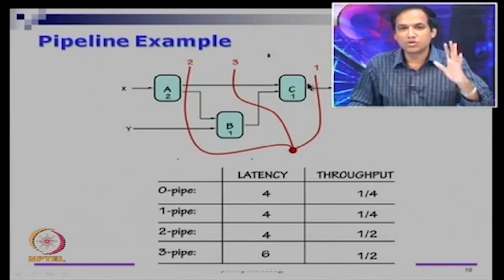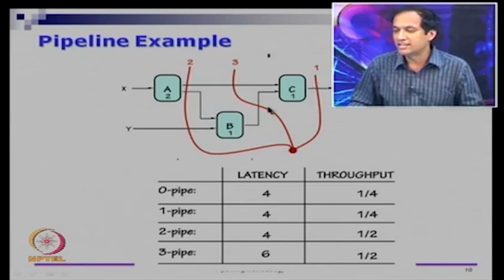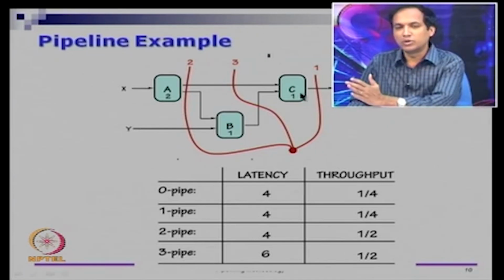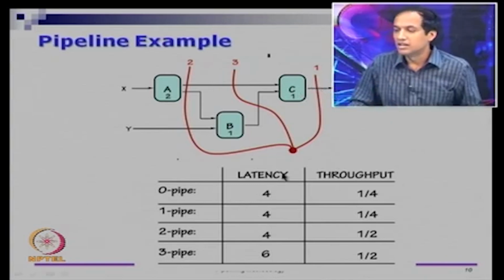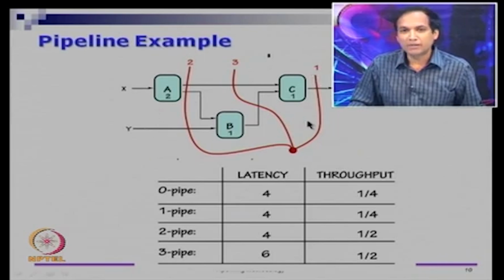So, the worst case time unit is 4, right, the propagation delay is 4. I cannot change the inputs x and y till whatever inputs I give has taken 4 time units. By the time 4 time units are over, it will be at the output. So, the latency in the 0 pipeline stage is 4 and the throughput is just 1 over latency, it is 1 by 4.